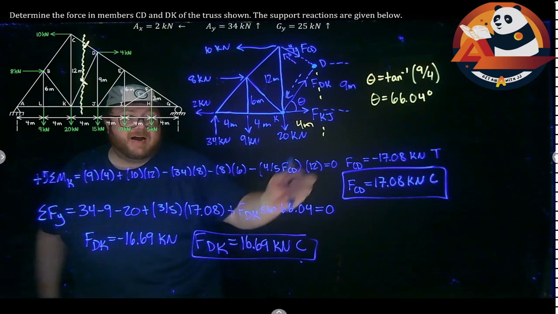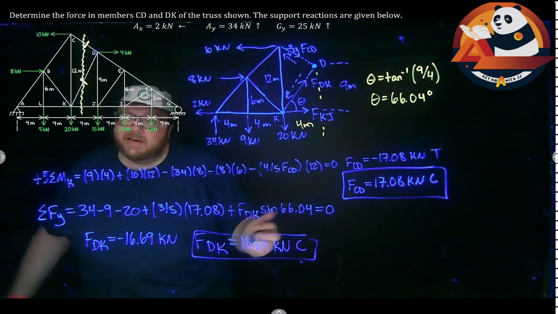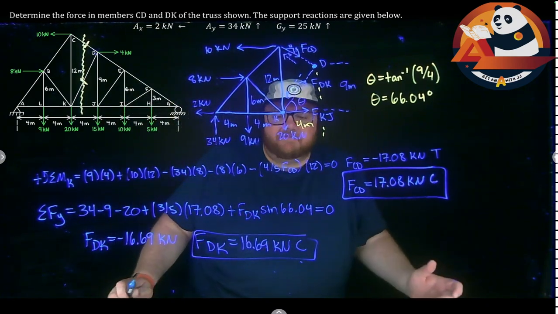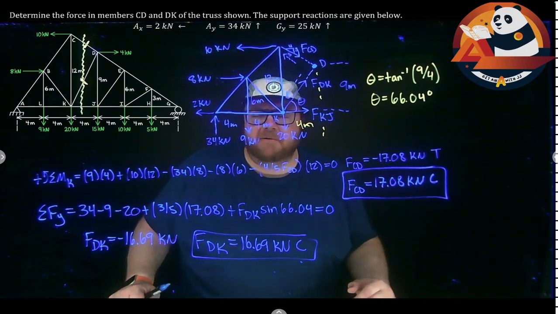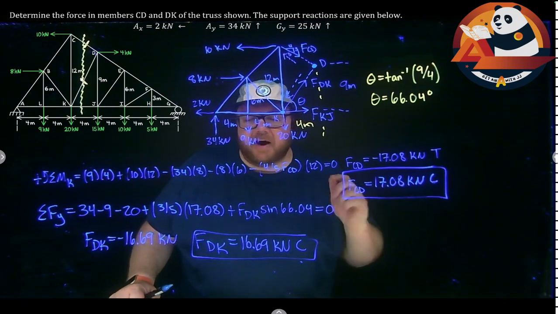Which finishes that problem. I didn't have to find FKJ. I could have gotten it. It wouldn't have hurt us. I wouldn't have marked a student down if they did it. But it wasn't necessary. So save time and move on, especially if this is a test. But we'll go ahead and wrap up there.